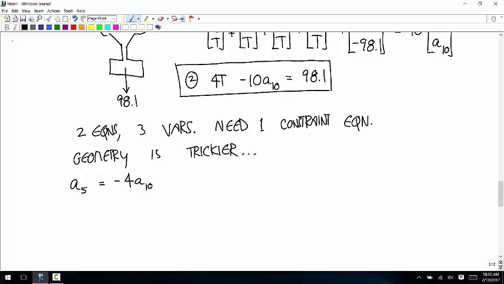If the displacement of the 5 kilogram is negative 1, then the displacement of the 10 is positive 1/4. So that relationship is that A5 is equal to negative 4 A10. Who's with me? Okay. That's equation 3.